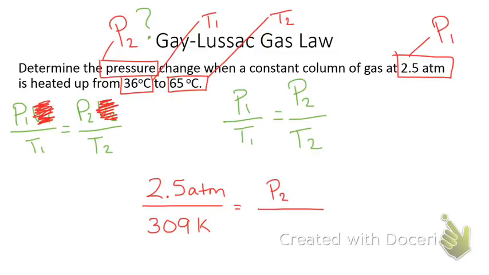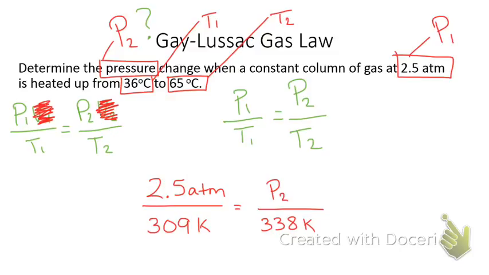And then again, don't make my favorite mistake. If you accidentally put 65 degrees Celsius down in the denominator, please cross it out. You have to first convert to Kelvin, so simply add 273. You should end up with 338 Kelvin. And now how do we solve this?